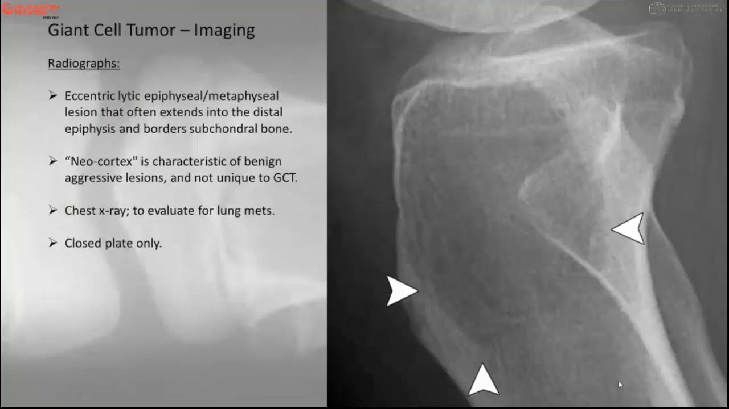So again, a typical X-ray shows an eccentric lytic lesion, which is seen in the epiphyseal-metaphyseal junction. Neocortex is a characteristic of benign aggressive lesions and not unique to giant cell tumor. So you should always get the X-ray chest to evaluate for lung mets.